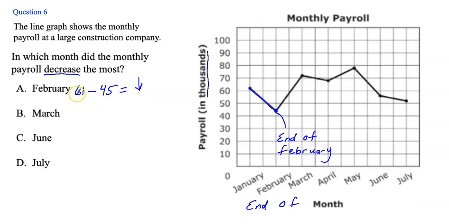And it went down. Well, let's see by how much. What's 61 minus 45? That's 16. I want to put in 1,000. So in February, the payroll went down by 16,000. Now let's go to March. Let me clear this out here. Let's go to March next.